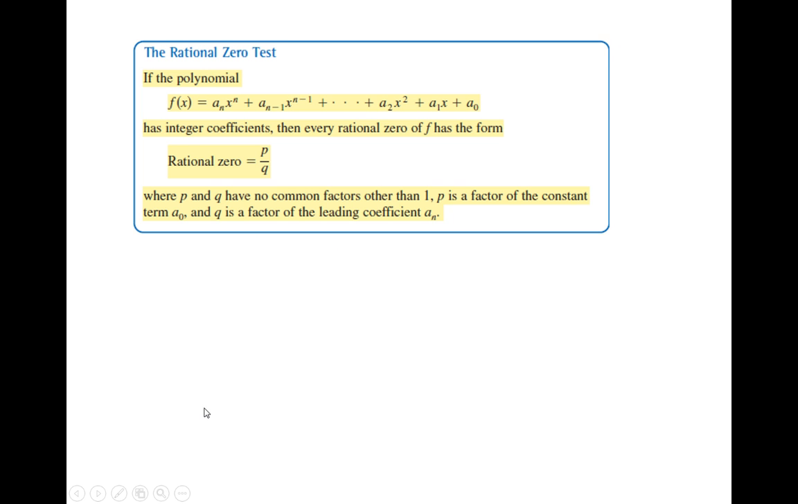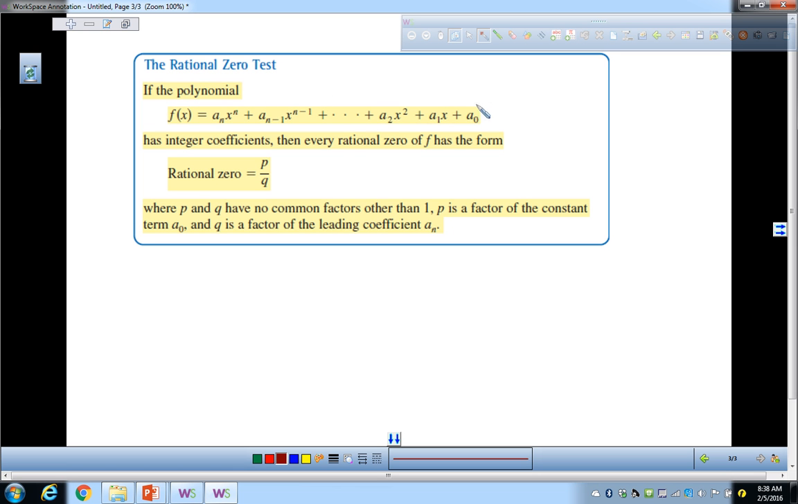So first of all, a rational number is one that can be expressed as a fraction, okay? And it could be negative or positive. I would not write this whole horrible thing down. I would just know that you have P's and Q's. And don't ask me why, but they call this letter Q. The factors of the leading coefficient, those are your Q's, all the factors.